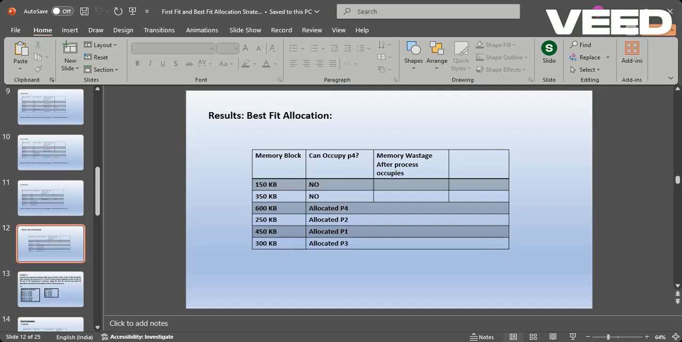So best fit means whatever the best location, or the least wastage of memory location, is able to store the process, that will be selected to allocate a particular process. Okay, this is one example for first fit and best fit allocation strategy. Okay.